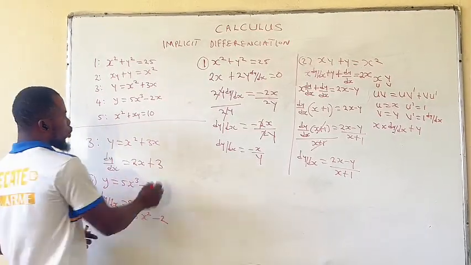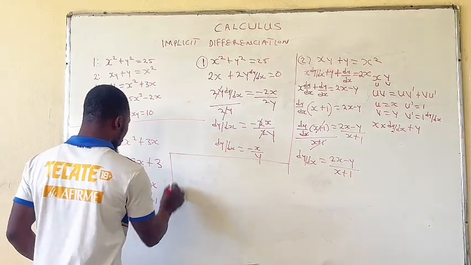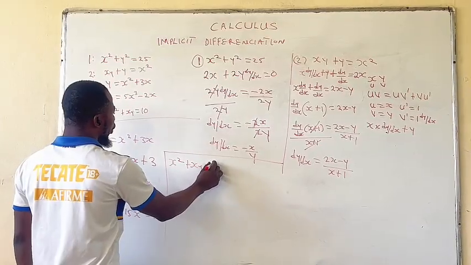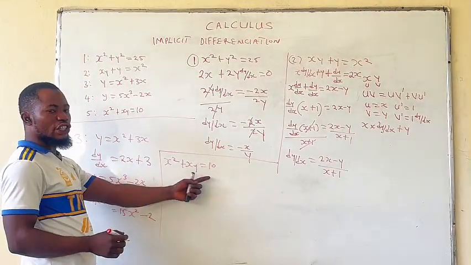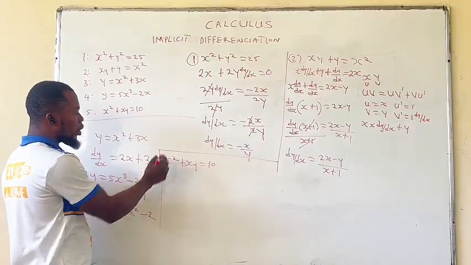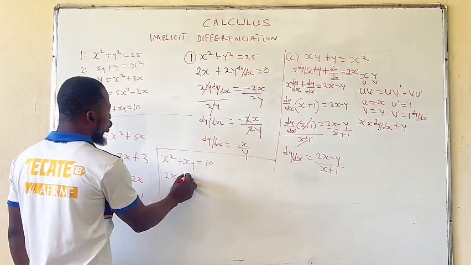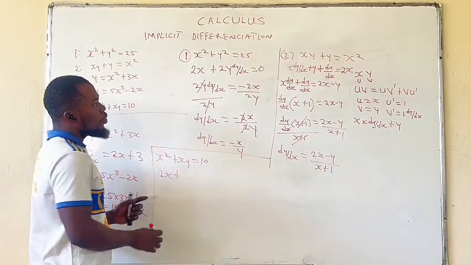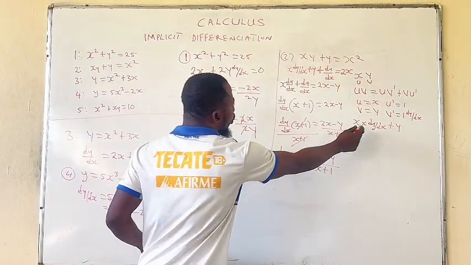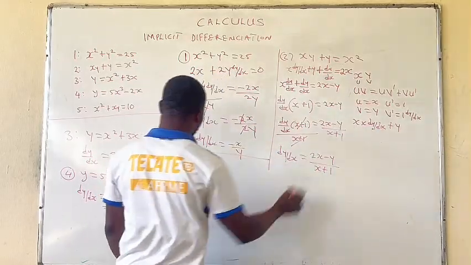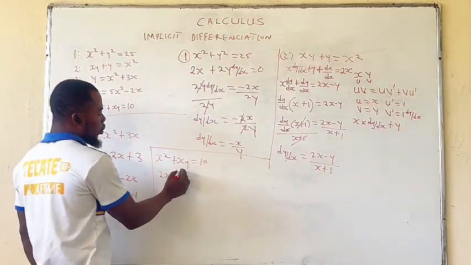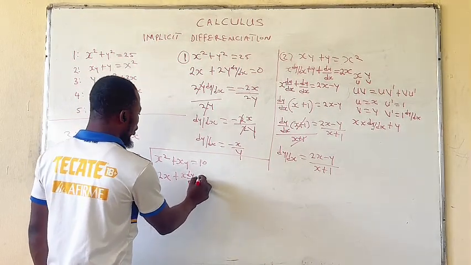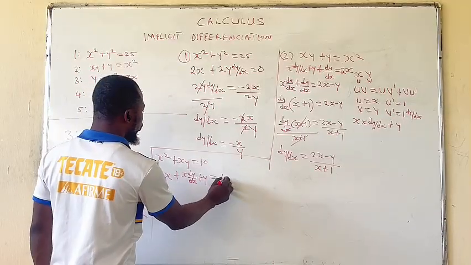The last question here, question 5, is x squared plus xy equals 10. We'll differentiate each term. If you differentiate x squared, we'll have 2x plus, if you differentiate xy, differentiate xy using the product rule. We've already differentiated xy earlier and it gives us x dy/dx plus y. So differentiating xy will give us x dy/dx plus y, which now equals 10.